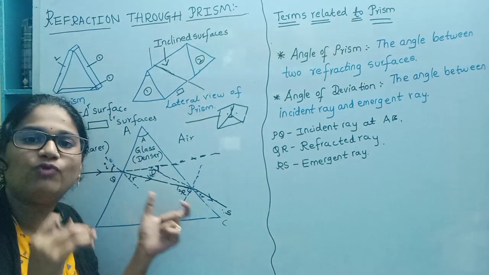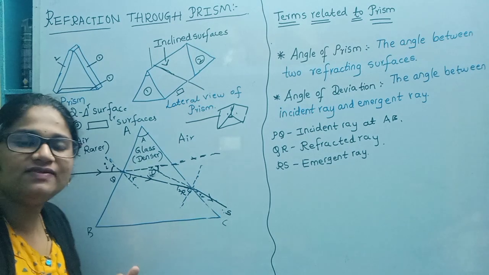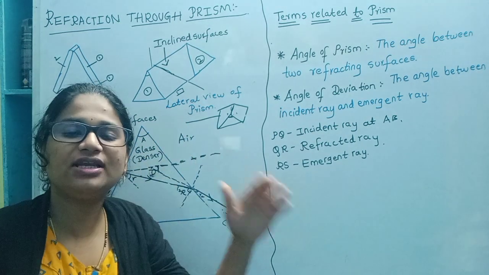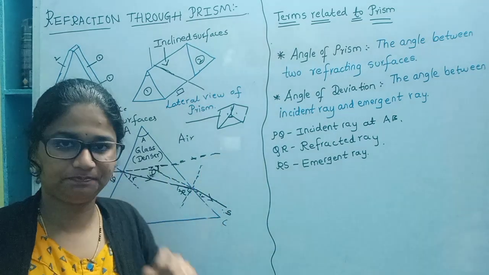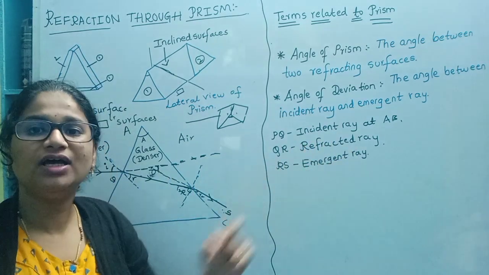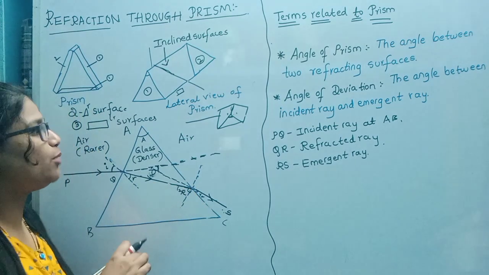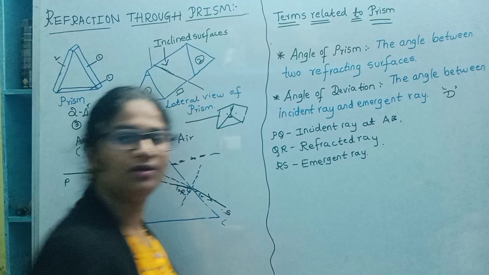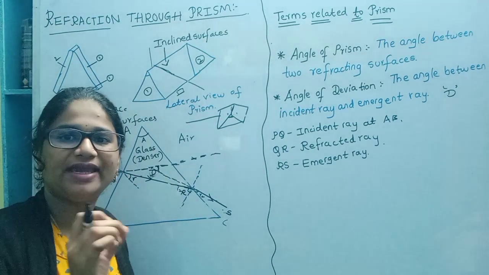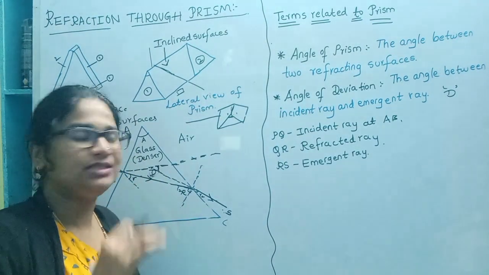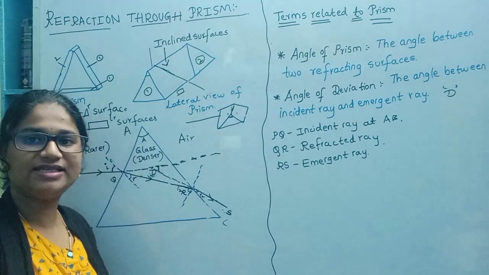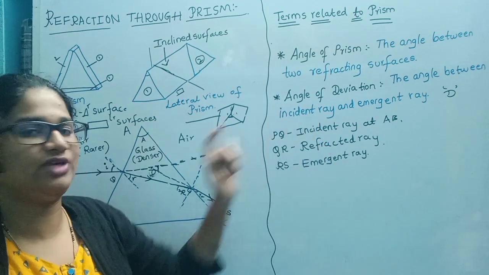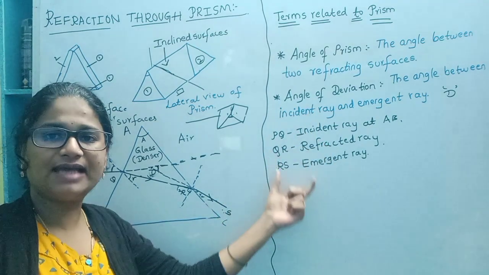So this angle gives us how much the light ray is bent, how much the light ray got refracted. That is the angle of deviation, very very important, and it is denoted by capital D. This is how the refraction takes place through the prism, and these are the terms: angle of prism, angle of deviation, and these are the rays.